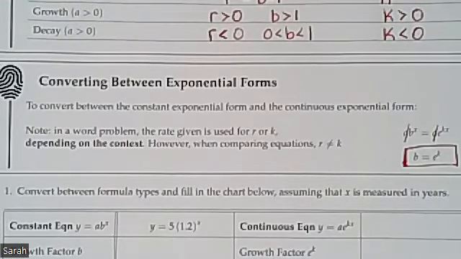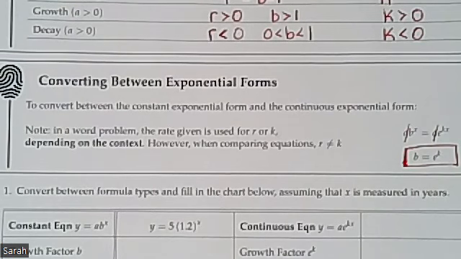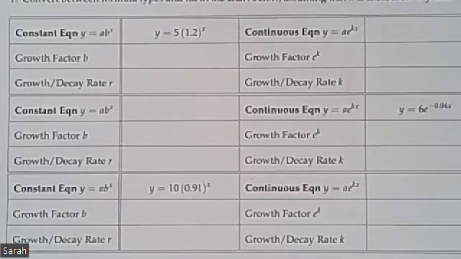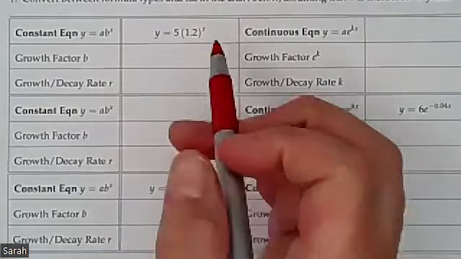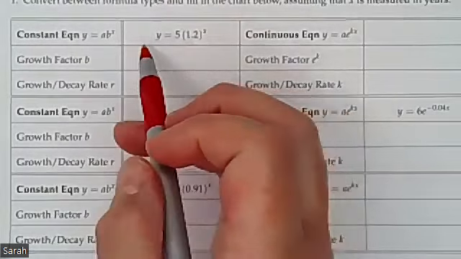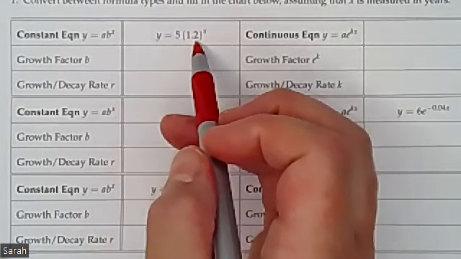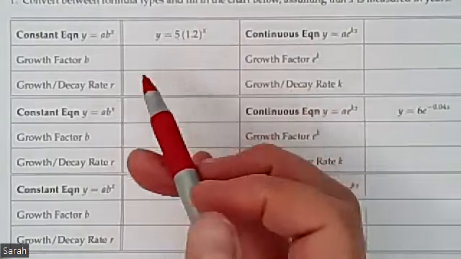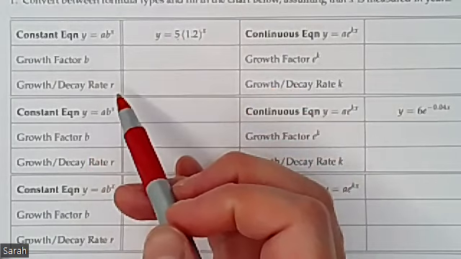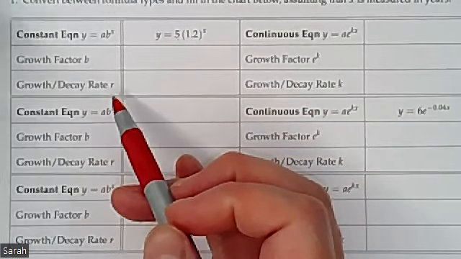All right, let's take a look at some example problems of identifying these pieces and then switching back and forth. The first equation we're going to look at, we were given the constant or standard form: y is equal to 5 times 1.2 to the x. So we're going to identify our growth factor b and our growth or decay rate r.